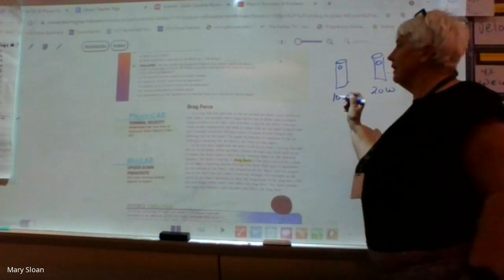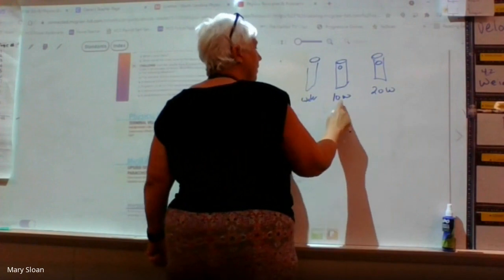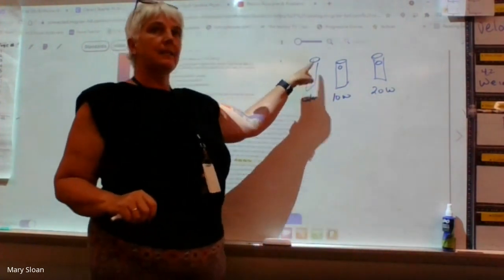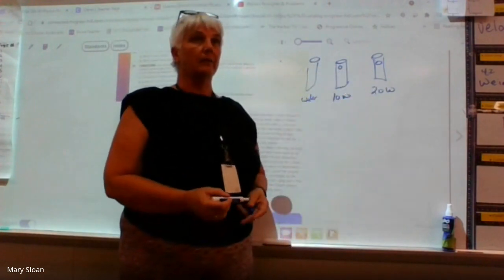So if you had three things, you had one with water, you had one with 10 weight and another one with 20 weight. This would go the fastest, this would be the second, and this would be the third. And that's all they're talking about.